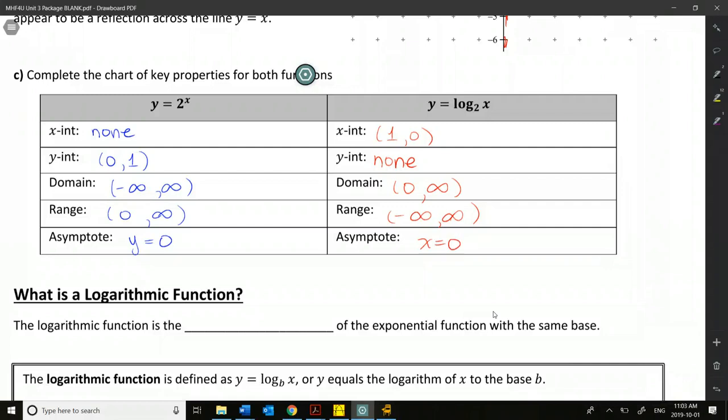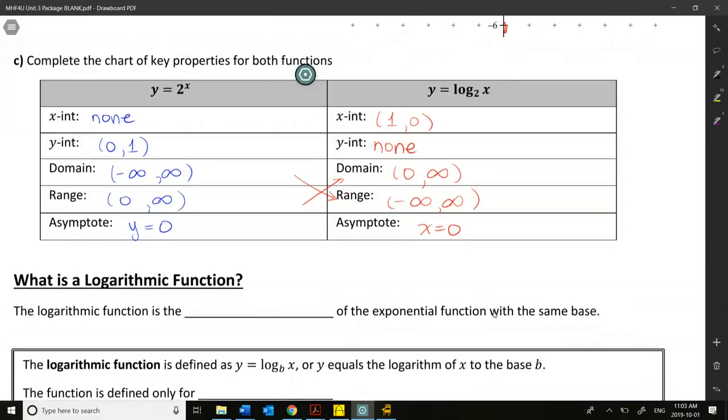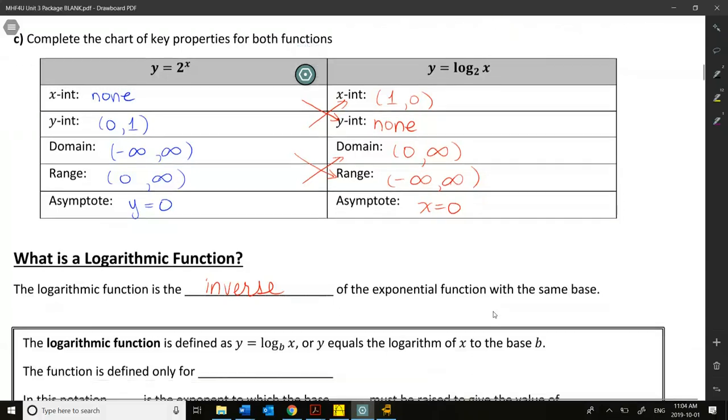So what do you guys notice about the connection between the domain and range of the original function and the domain and range of its inverse? Yeah, so these are essentially inverses of one another, right? The domain becomes the range of the other function, and the range becomes the domain of the inverse function. Okay, so the logarithmic function is the inverse function of the exponential function with the same base. You'll also notice that when you have no x-intercept, that results in no y-intercept of the inverse function, and these are reverse points of one another.